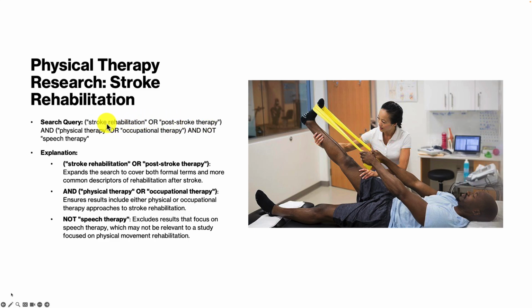So now I'm looking for two populations. I'm looking for people who are in stroke rehabilitation or people who have recently undergone stroke rehabilitation or therapy. This is telling the computer that I'm looking for these two things interchangeably, this or this. And I'm looking for it through the lens of physical therapy or occupational therapy, and I'm not looking for speech therapy, right? So it's just showing you a different kind of sequencing of how you need to wrap your head around putting these commands into the database in order to get exactly what we need.